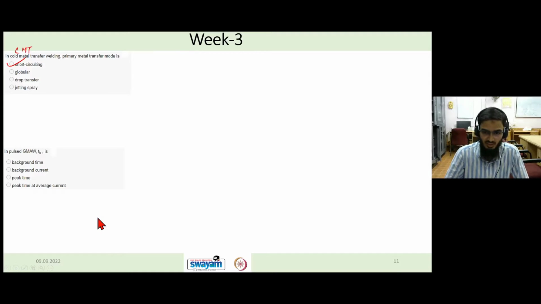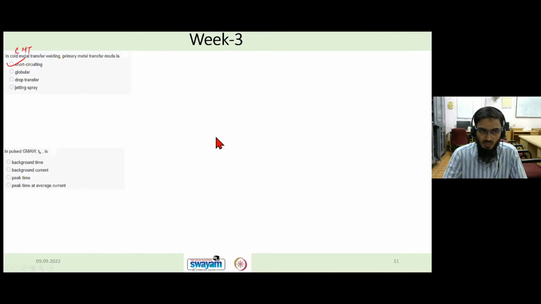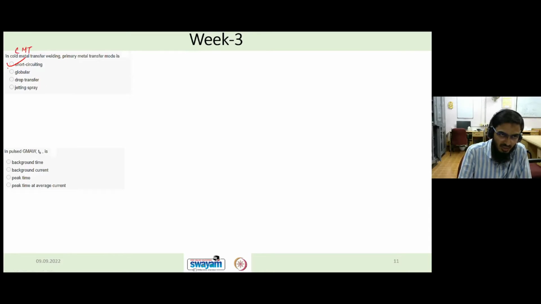Here you can see, as it is touching the workpiece, metal transfer is happening only during this. So basically short circuiting is happening, that is your filler is touching your base material. So the primary metal transfer mode is short circuiting. So you got it right.